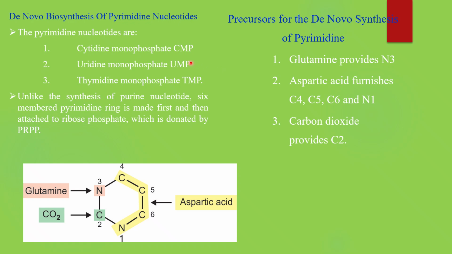The pyrimidine nucleotides are CMP, UMP, and TMP: cytidine monophosphate, uridine monophosphate, and thymidine monophosphate. This is the structure of the pyrimidine ring, and this is how it is numbered: 1, 2, 3, 4, 5, 6. Various elemental constituents are contributed by various chemicals. Aspartic acid furnishes C4, C5, C6, and N1, so these four constituents of the ring are provided by aspartic acid. Then glutamine contributes nitrogen 3 and carbon dioxide contributes carbon number 2. So by the contribution of these three chemicals, there is de novo synthesis of pyrimidine.